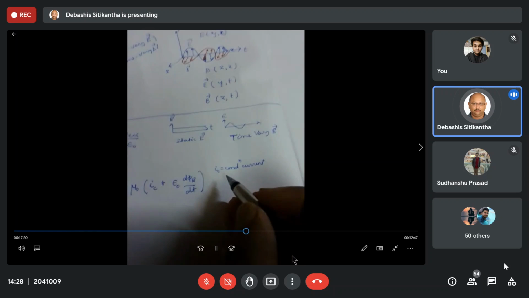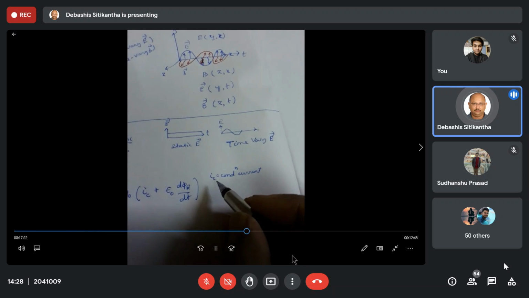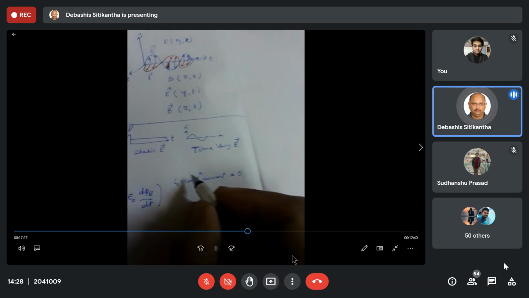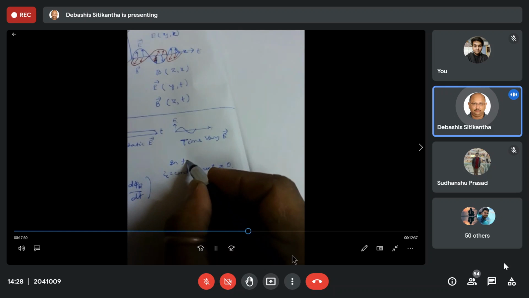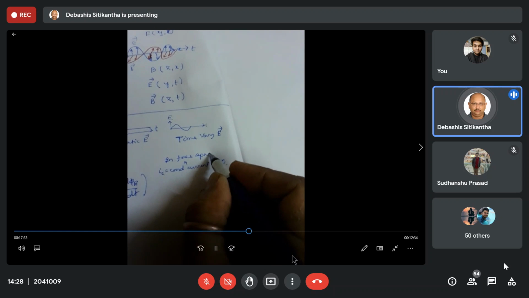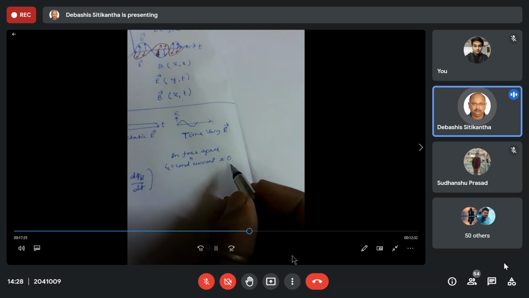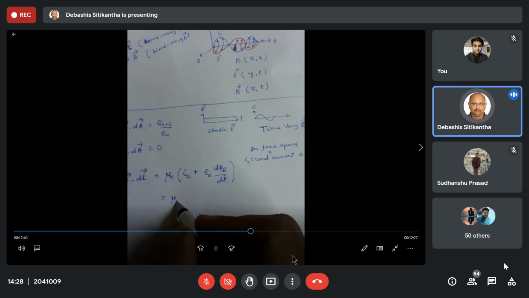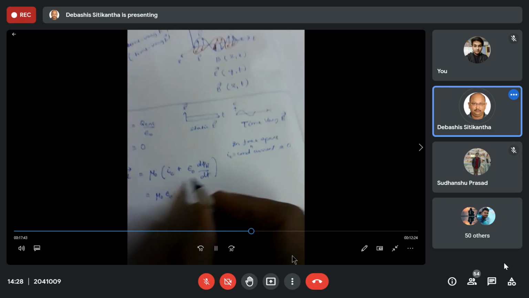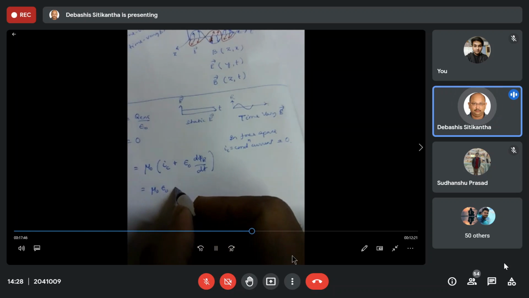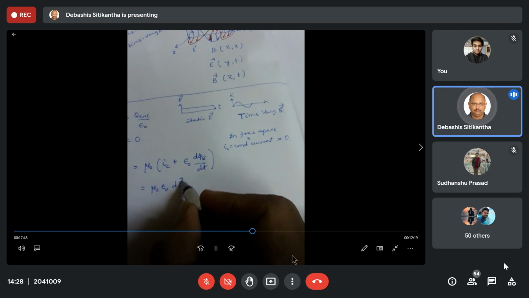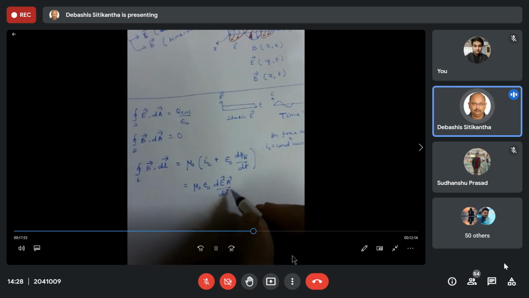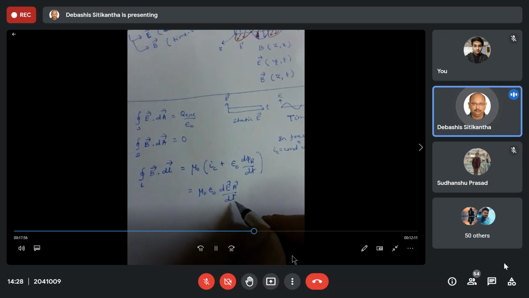So obviously, free space is not an ohmic conductor, and therefore I can say that IC is equal to 0 in free space. In free space or vacuum, your conduction current is equal to 0. So this equation can be modified and written as mu naught times epsilon naught d phi E by dt, or dEA by dt, because phi E is nothing but EA.